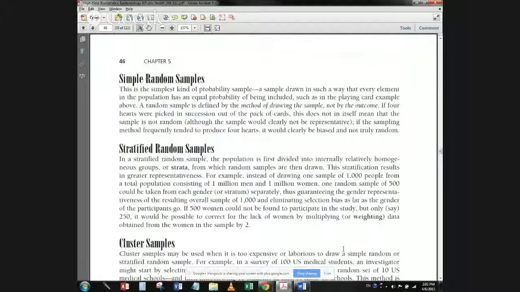Simple random samples. This is the simplest kind of probability sample. A sample drawn in such a way that every element in the population has an equal probability of being included, such as in the playing card example above. A random sample is defined by the method of drawing the sample, not by the outcome. If four hearts were picked in succession out of a pack of cards, this does not in itself mean that the sample is not random, although the sample would clearly not be representative. If the sampling method frequently tended to produce four hearts, it would clearly be biased and not truly random.